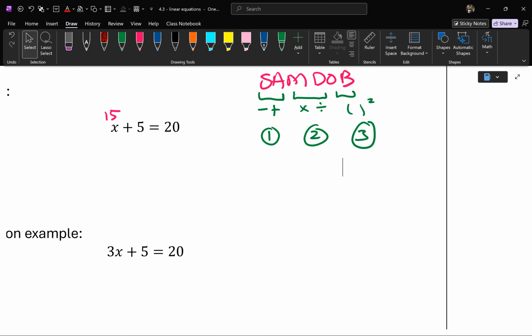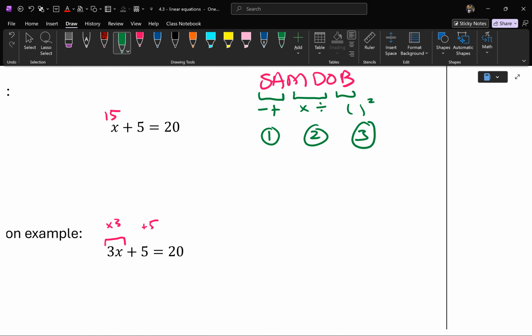Now, to go through SAMDOB, first thing is you have to identify the operations. 3 next to an X. What does 3 next to an X mean again? Can I please have? Let's go with Billy. When you have a 3 next to an X, what's happening between the two? Multiplying. So this is actually going X times a 3, whilst this one is adding a 5. Now, according to SAMDOB, I want to look for subtraction addition first. So in this case, I'm not getting rid of the times 3 first. I'm going to get rid of the plus 5.